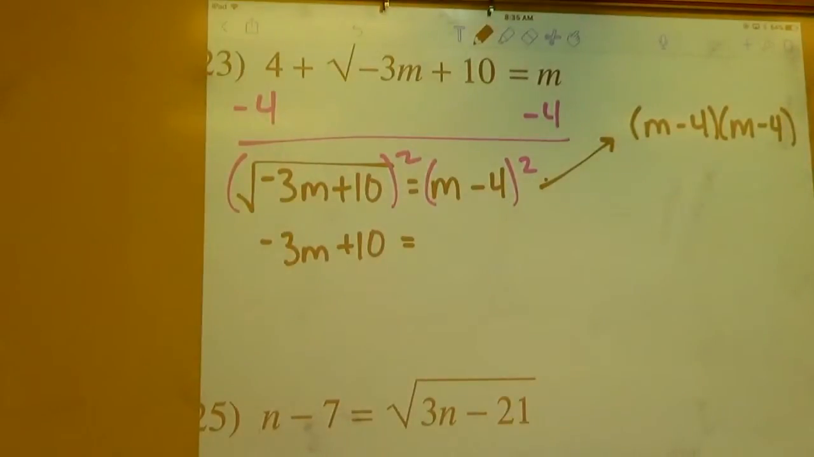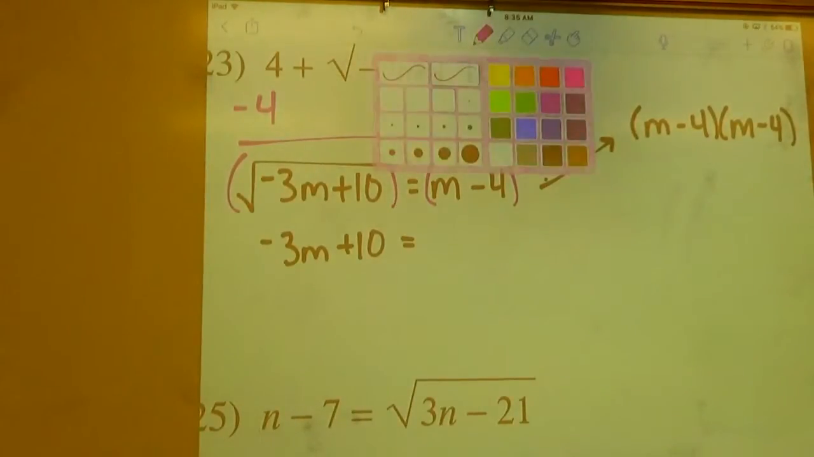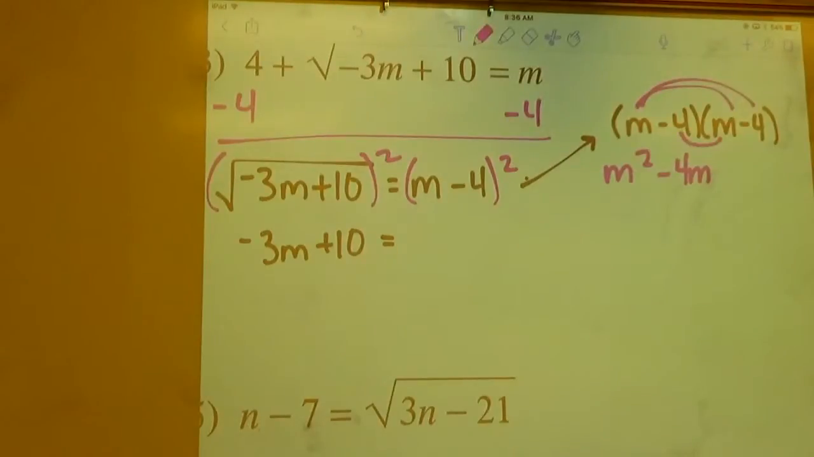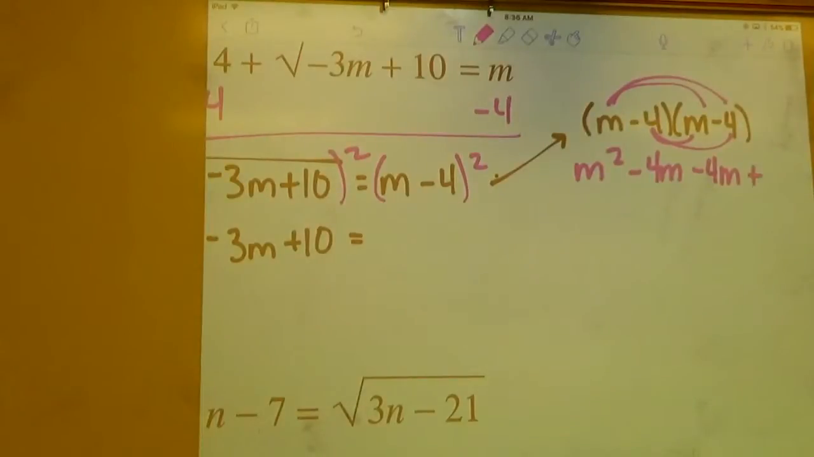What method are we going to use to expand this out? FOIL. So I'm going to do first, m times m gives me m squared. Outside, so m times negative 4, so minus 4m. Inside will be negative 4m again. And then last is positive 16. So I'm going to rewrite this over here. So I'll have m squared minus 8m plus 16.